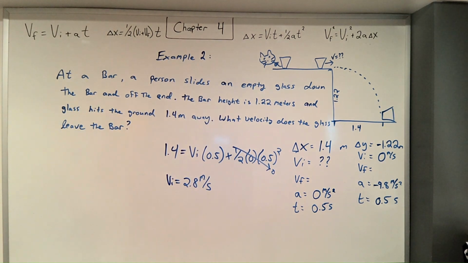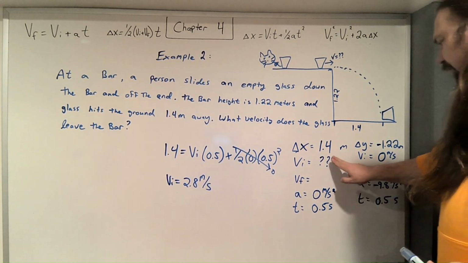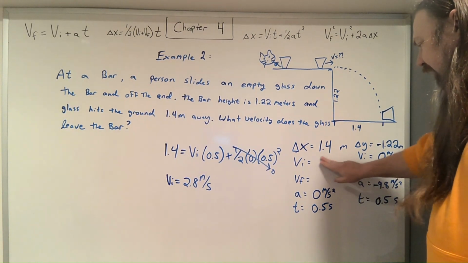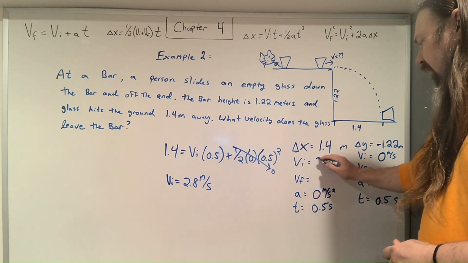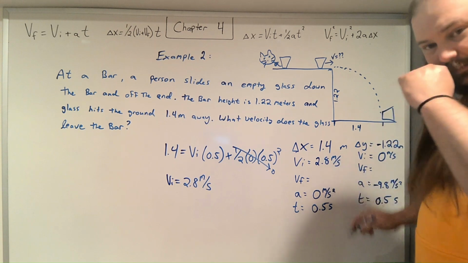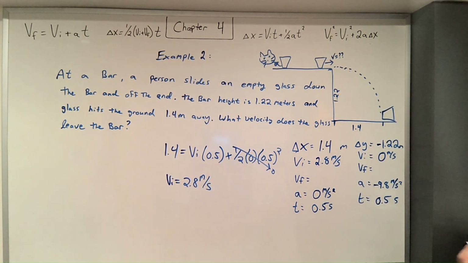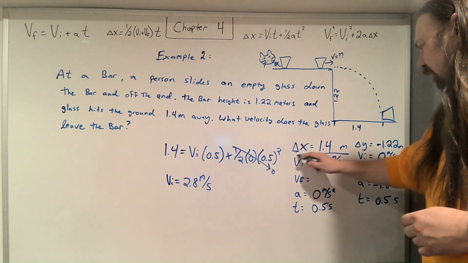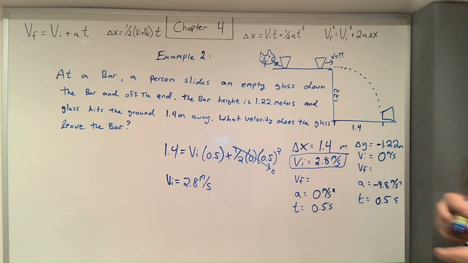Okay. So if we want, we can go ahead and add that to our table. But the thing we're looking for here now is our initial velocity, 2.8 meters per second. Okay. So here's actually our answer to our question. 2.8 meters per second. Does it make sense?